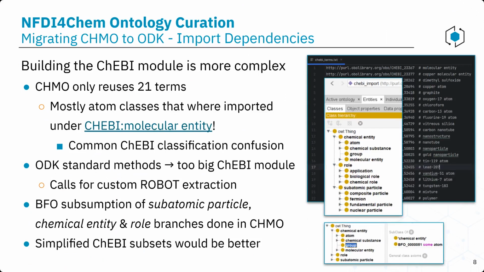It might be due to the fact that CHMO imports classes from the atom branch of ChEBI and wrongly subsumes them under the molecular entity branch. But it could also be due to the fact that we have sometimes really fine-grained axiomatization in ChEBI and sometimes some gappy axiomatization. So right now it seems like we would have to use custom ROBOT code, which is also possible within ODK, to build a slimmer ChEBI module.